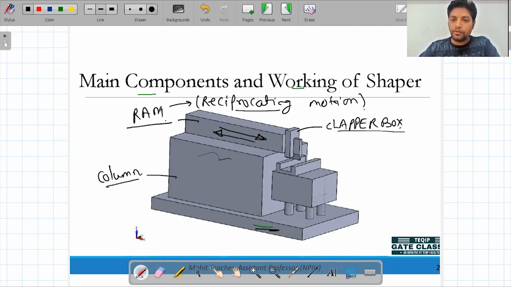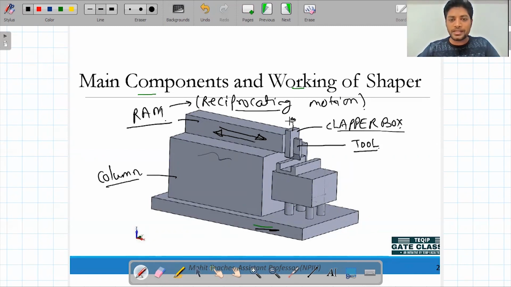Now there is a feeding mechanism mounted over the clapper box. This clapper box is connected with a tool. This tool is nothing but a single point cutting tool, and this single point cutting tool is mounted over the clapper box.